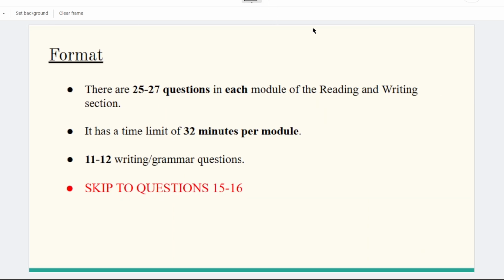Alright, first let's go over the format real quick. There are 25 to 27 questions in each module of the reading and writing section. It has a time limit of 32 minutes per module. There are 11 to 12 grammar questions, which is the main focus of today's video. And one tip I'll give to everyone is skip to questions 15 to 16. That's where the writing questions start, and you can complete them quickly and then come back to the reading part and you'll have more time.